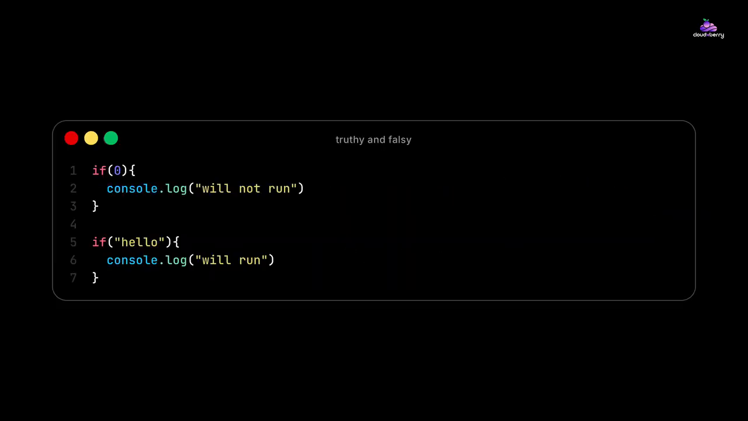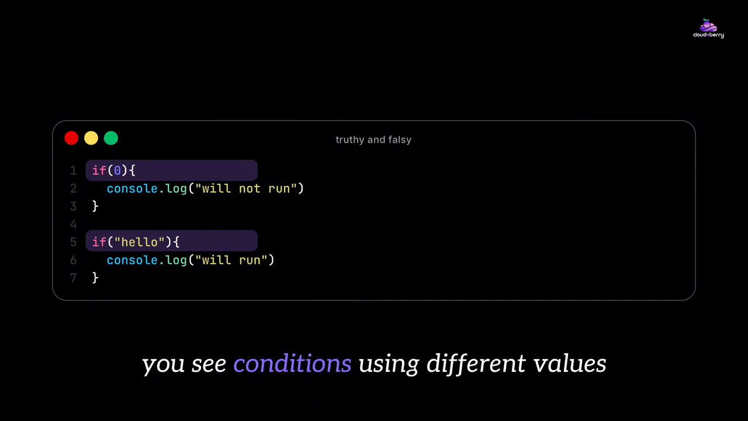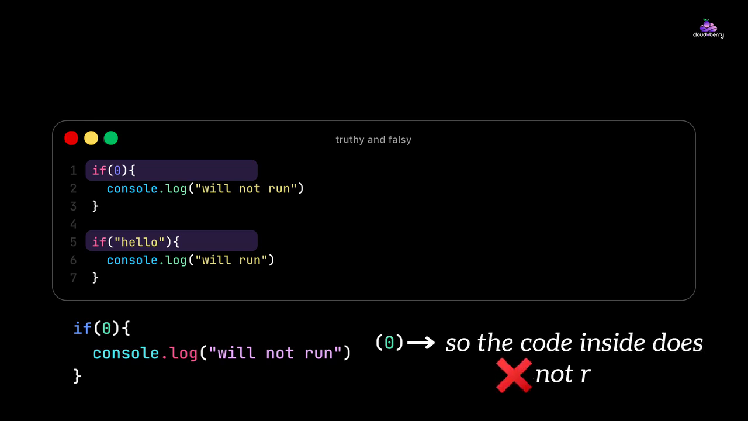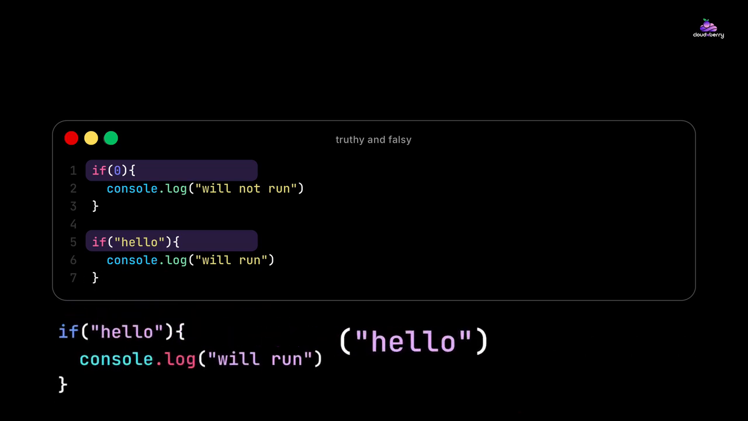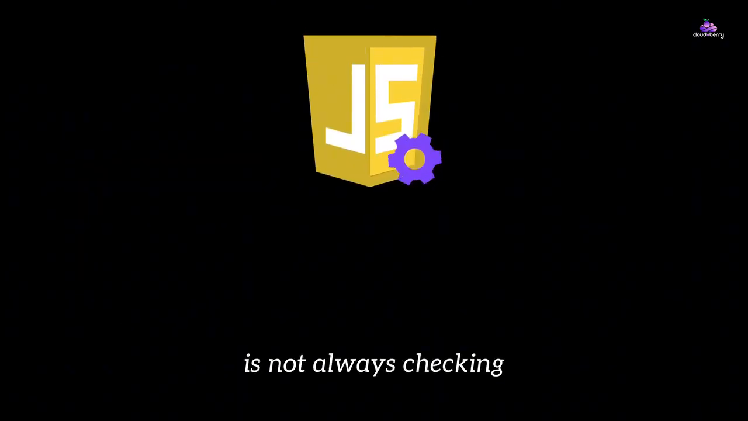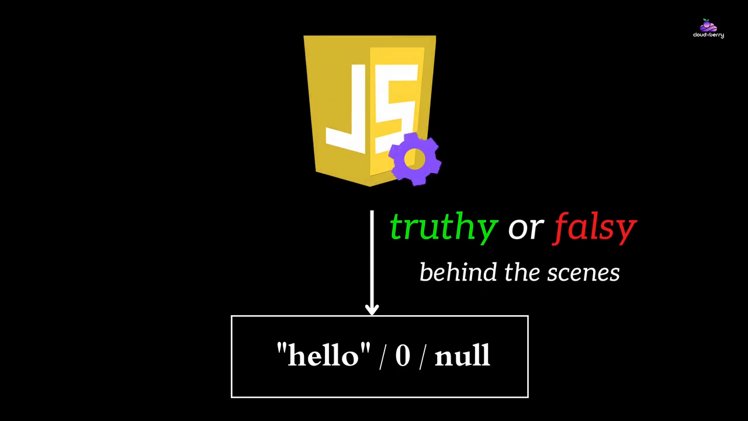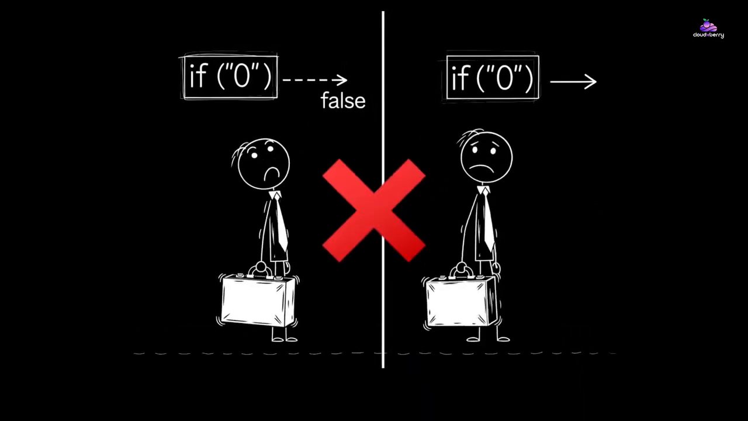If you look at this example, you see conditions using different values. In the first case, 0 behaves like false, so the code inside does not run. In the second case, a non-empty string behaves like true, so the code runs. So JavaScript is not always checking for true or false. It converts values into truthy or falsy behind the scenes. And this is why sometimes your conditions don't behave the way you expect.